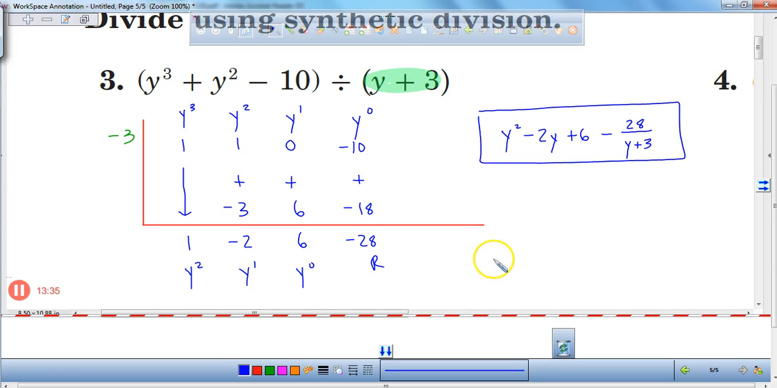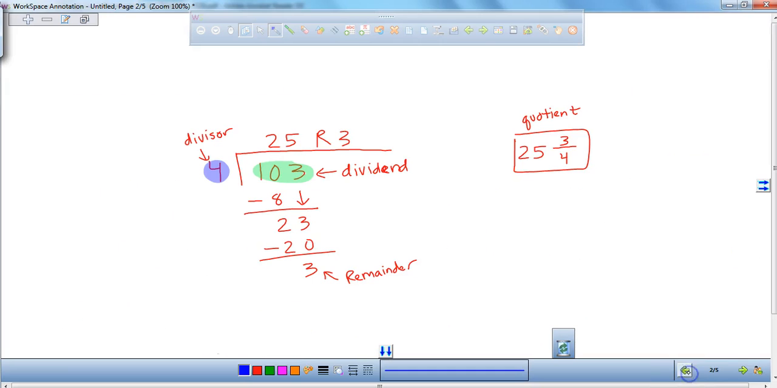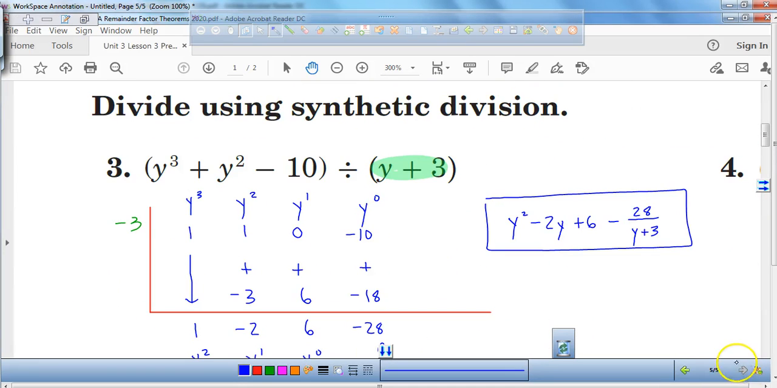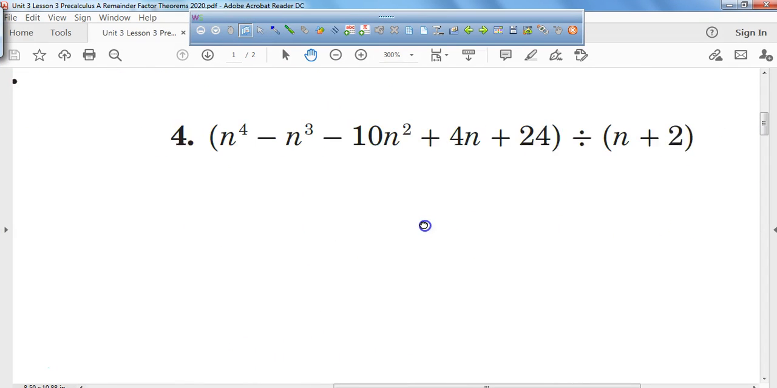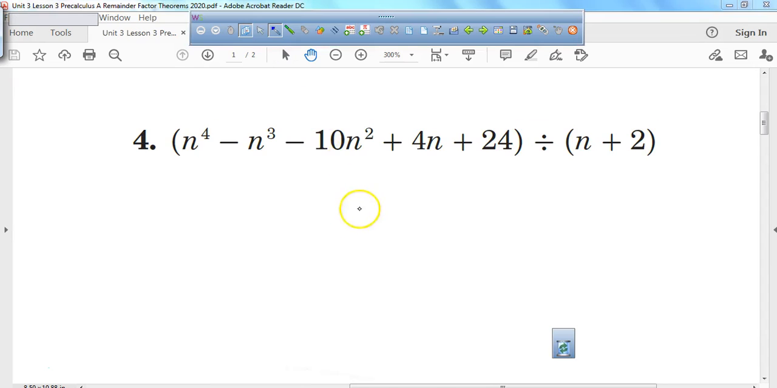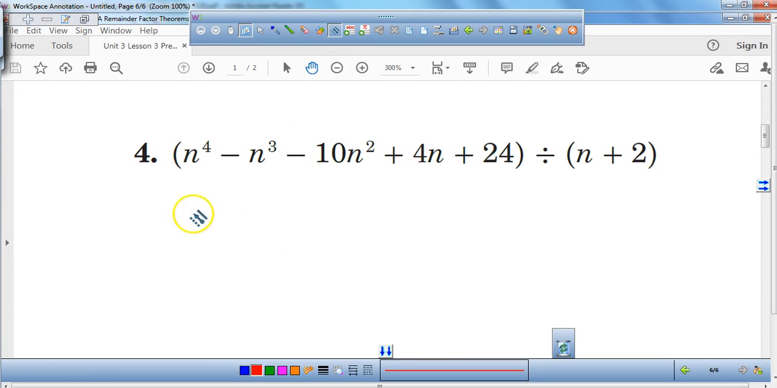Just like that. Remember how we talked about long division to begin with? It was 25 and 3 over 4 because the remainder was 3 and the divisor was 4. You do the same process right over here. Our divisor was y plus 3, so that's why I put y plus 3 right there. If that doesn't make sense, it's okay. We're going to do another one. Whew, this is a long one.